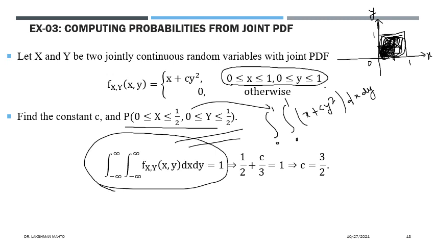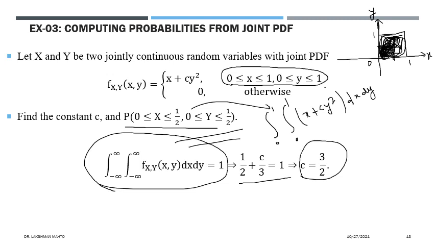So easily you can integrate. You can proceed with y, you can proceed with x, whichever you find easier. There is no issue here. It is not affected by a change of order of integration. So directly after integrating this one, you are getting the value 1 by 2 plus c by 3, and that would be equal to 1 due to the normalizing condition. Through that simplification you are getting the value of c, that is 3 by 2.